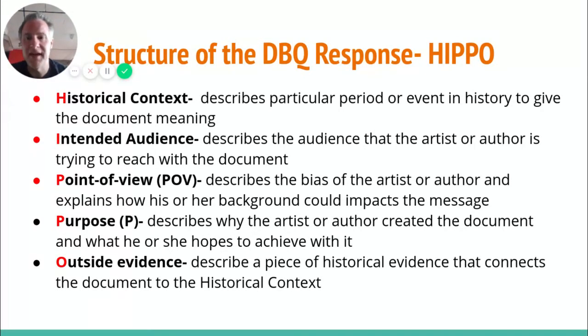The first thing, H, is historical context. This is where you will describe the period of history the document is from, and then do your best to link it to a specific historical event. These documents are picked because they're related to something in a broader period of history. Can you figure that out?